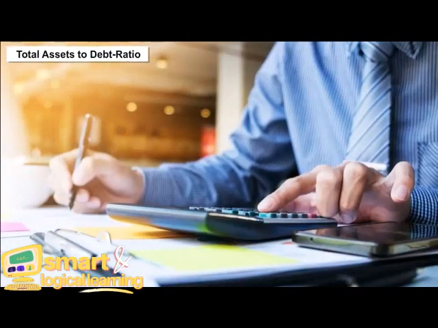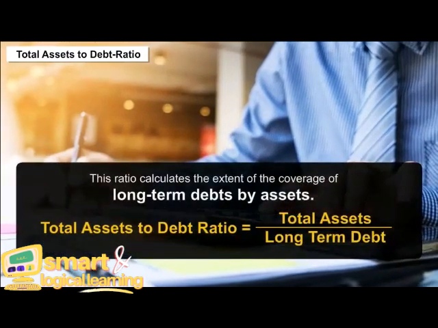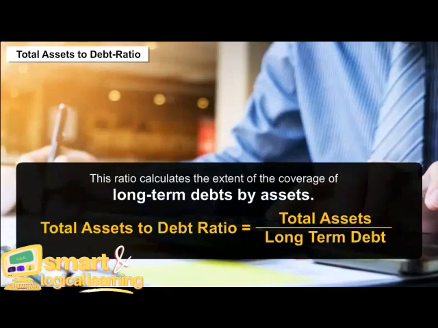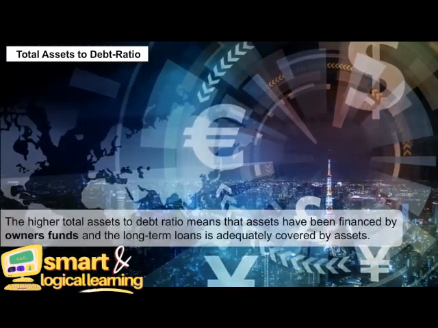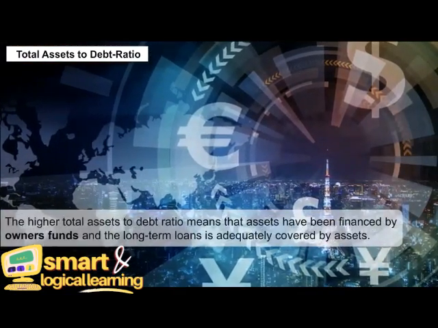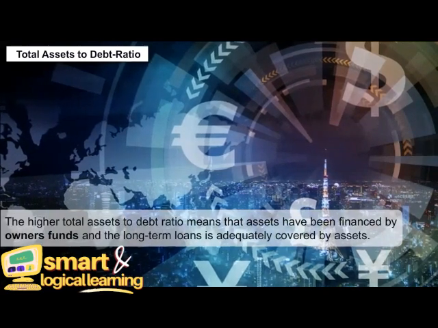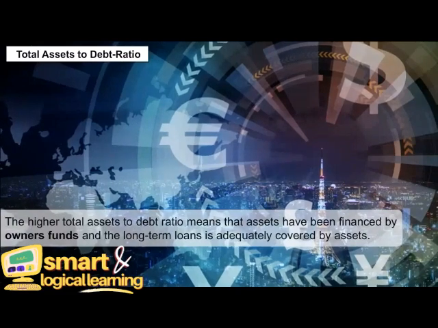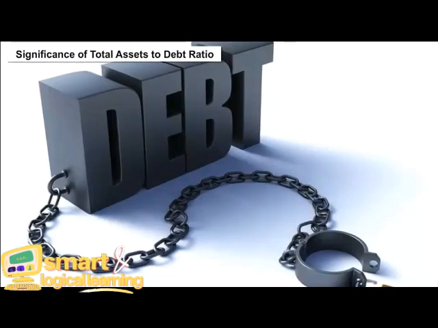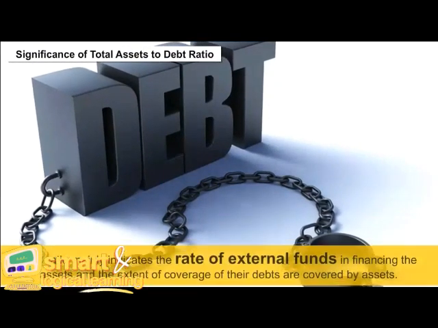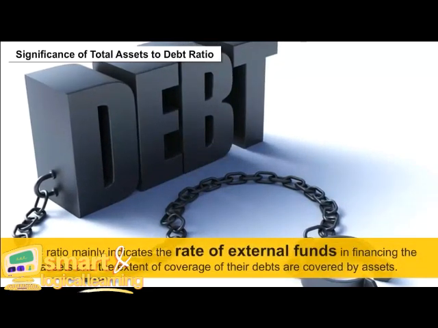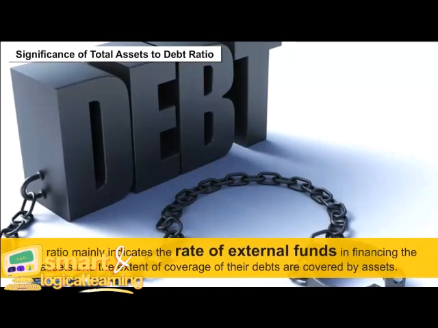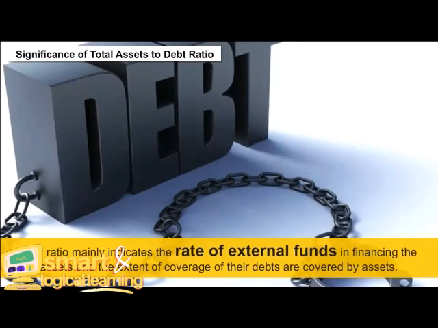Total assets to debt ratio. This ratio calculates the extent of the coverage of long-term debts by assets. A higher total assets to debt ratio means that assets have been financed by owners' funds and the long-term loan is adequately covered by assets. Significance of total assets to debt ratio. This ratio mainly indicates the role of external funds in financing the assets and the extent to which debts are covered by assets.